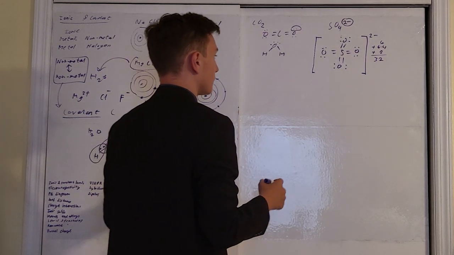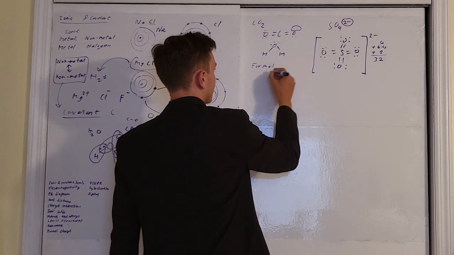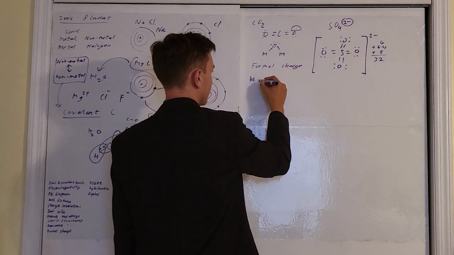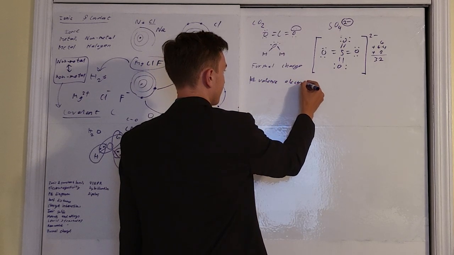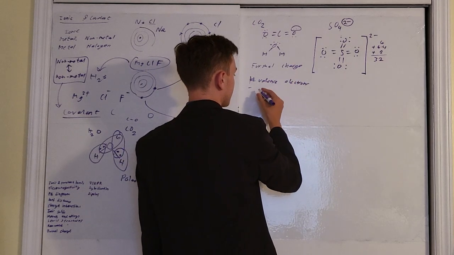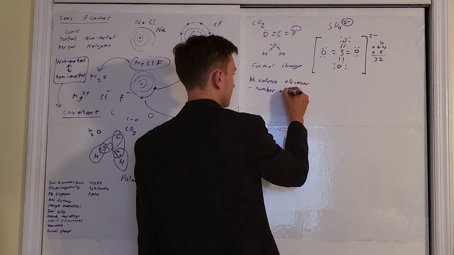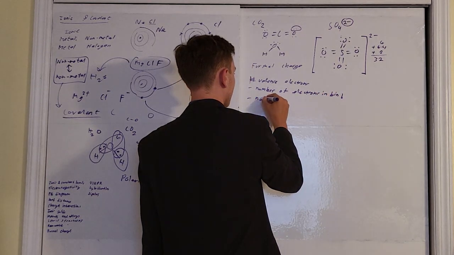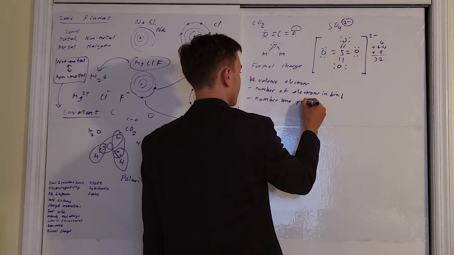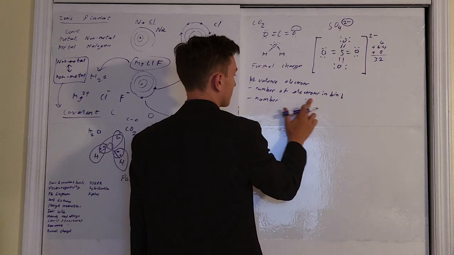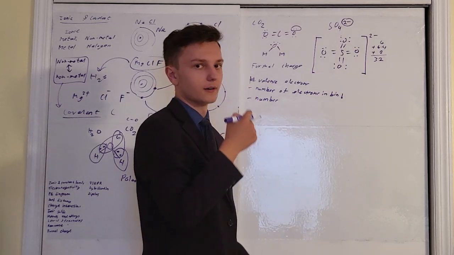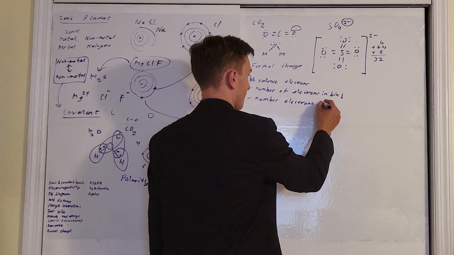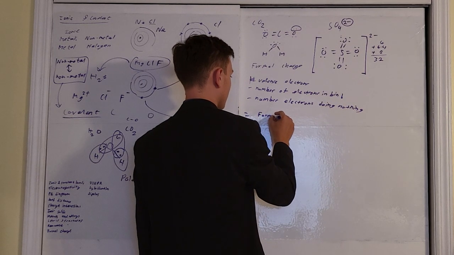So we have this thing called formal charge. Formal charge is determined like this. Number of valence electrons minus number of electrons in bonds, minus number of non-bonding electrons, so number of lone pairs times 2, the number of electrons out here doing nothing. Number of electrons doing nothing, I'm going to call it, equals formal charge. Okay, so let me give you an example.